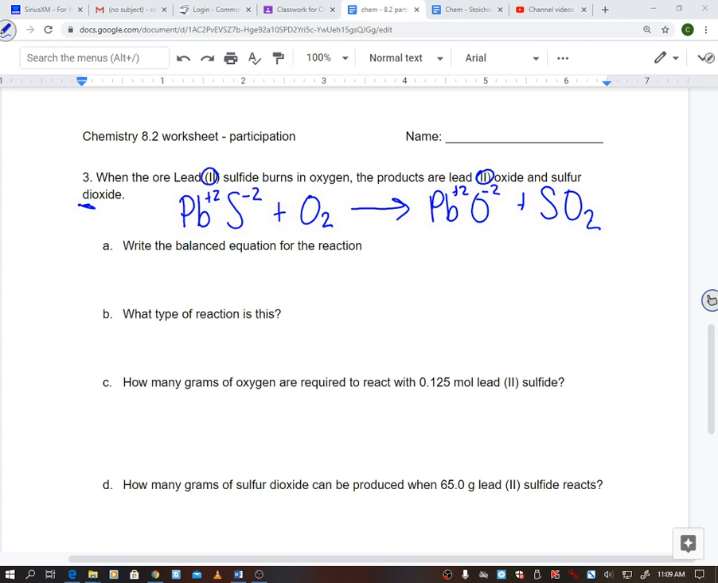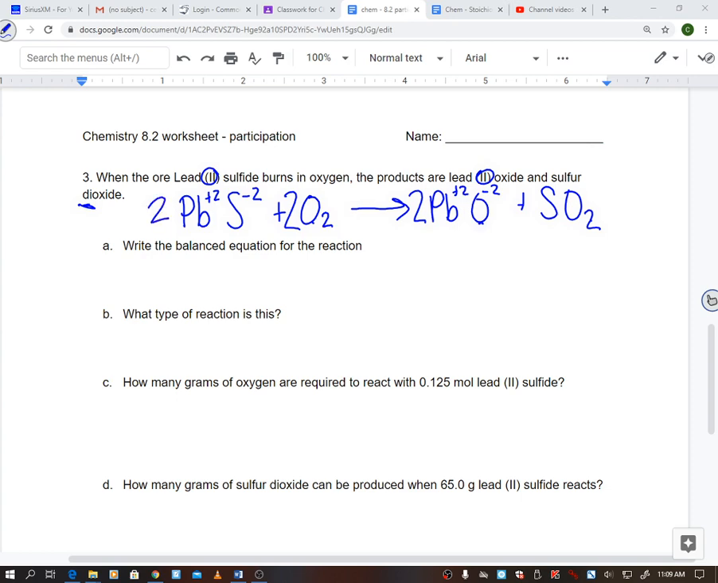I have 2 oxygens plus 1 is 3, and I have 2 here. So here's my problem. I can never have an odd number of oxygens. I can't over here, so I'm going to put a 2 here. So now that gives me 4 oxygens, so I'm going to put a 2 here, 4 oxygens. I have 2 leads, so I'm going to put a 2 here. That's going to give me 2 leads.